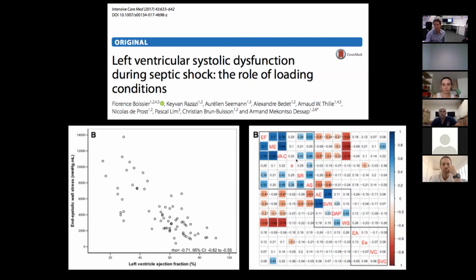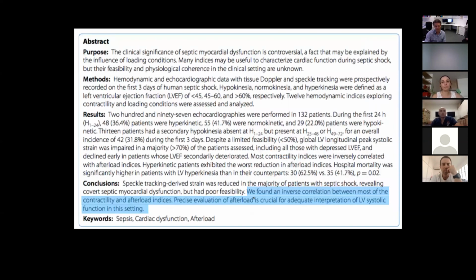Again, all done with simple parameters that we do on echo and non-invasive imaging. They found an inverse correlation between most of the contractility and afterload indices. It doesn't seem remarkable, of course, but it's one of the first echo studies that I've seen where they're actually starting to try and have some form of clinical context, which feels to me very important in looking after patients, as we discussed in the cases. So precise evaluation of afterload is crucial for adequate interpretation of LV systolic function in this setting. That makes absolute sense to me.